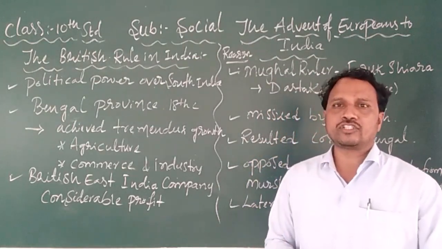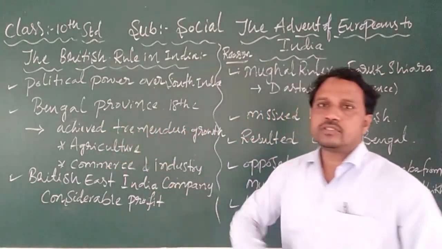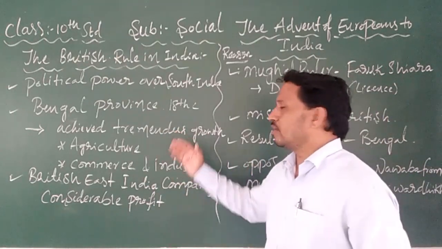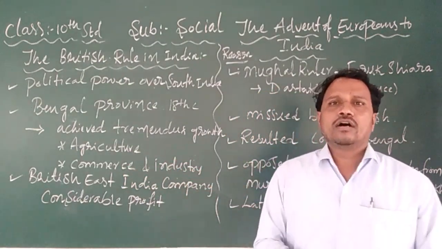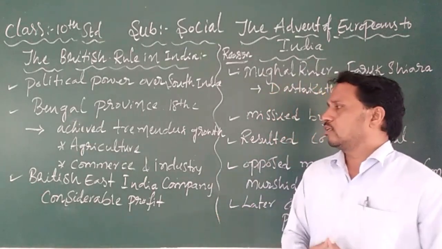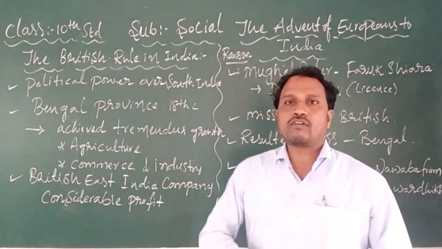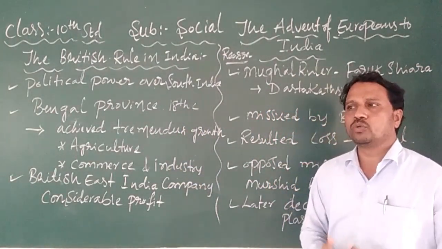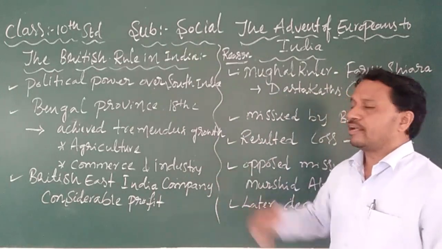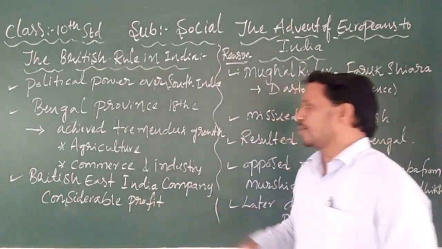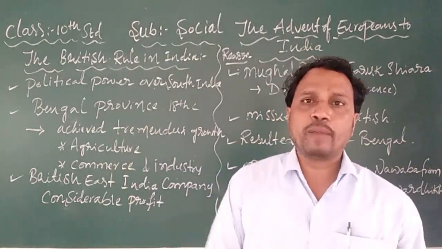It was a very rich province in India. In the later 18th century, Bengal province achieved tremendous growth in the fields of agriculture, commerce and industry. We see well-developed agriculture, commerce and industries in Bengal during the later part of the 18th century. At this time, the British, to get profit and bring supremacy in that province, concentrated on acquiring it. The British East India Company made considerable profit by doing business in Bengal province.